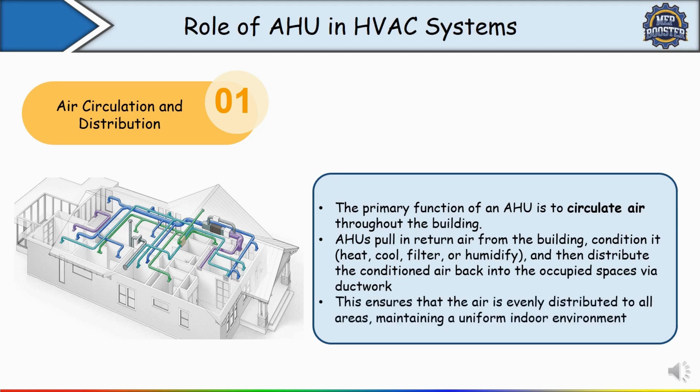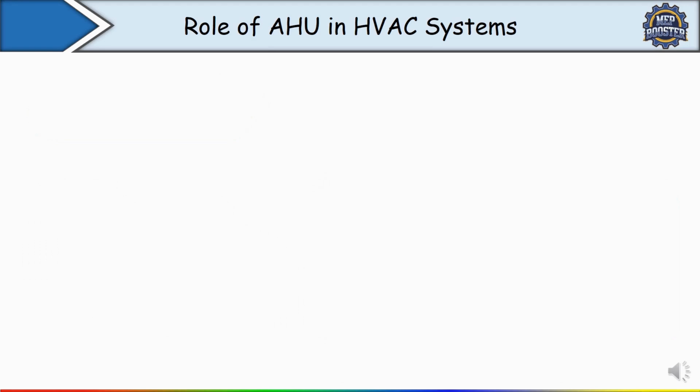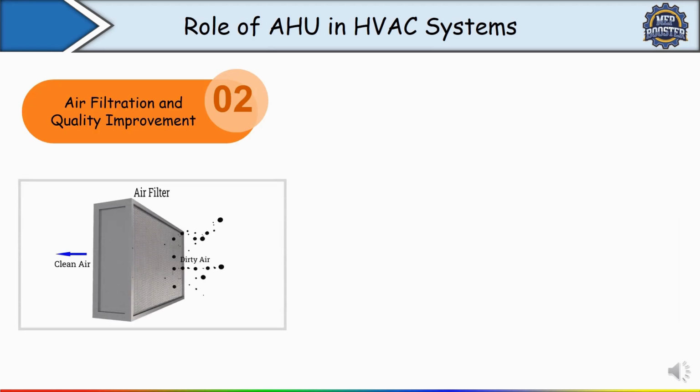So this ensures that the air is evenly distributed to all areas, maintaining a uniform indoor environment. For example, in a multi-story office building, the AHU pulls air from various floors, cools or heats it, and then redistributes it to different rooms. So this ensures that all areas have a consistent temperature and airflow, preventing hot or cold spots. So the first role is given here. Now the second one is air filtration and quality improvement.